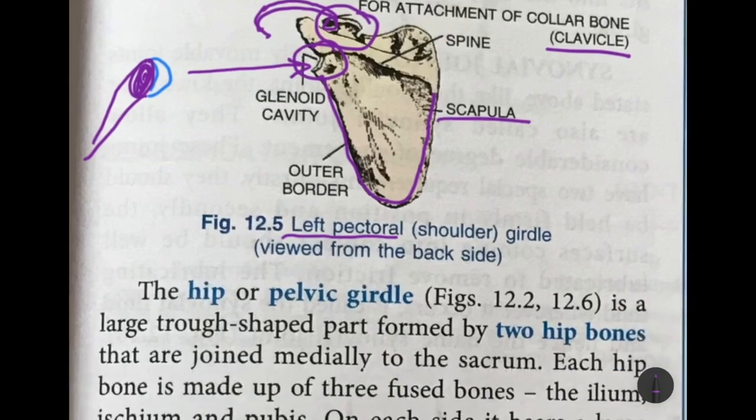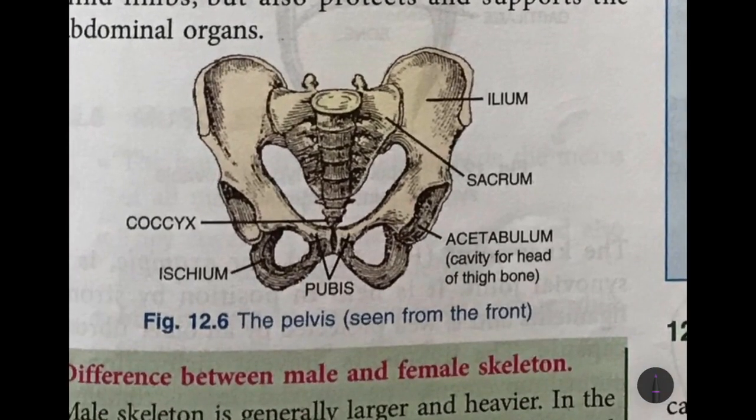Okay, now next we have the hip girdle, also known as the pelvic girdle. You can see it is large and in the shape of a trough, a container formed by 2 hip bones. This is one hip bone and this is another hip bone, and they are joined medially in the middle to the sacrum. Each hip bone is made up of 3 fused bones. First is known as the ilium, next is the ischium, and next is the pubis. So 3 bones make up the hip bone.